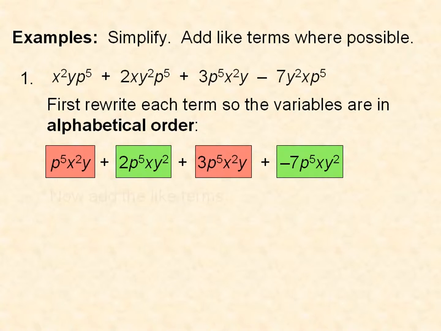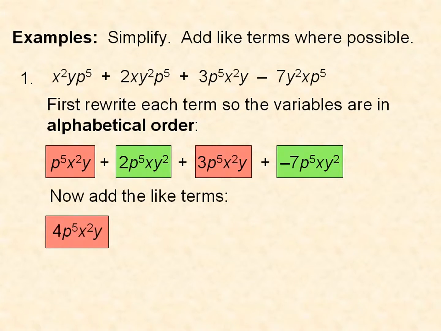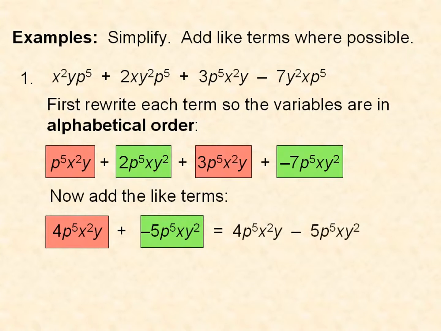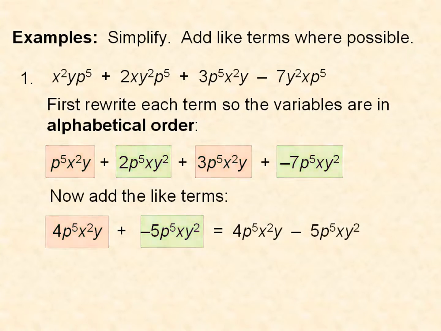The first and third terms add up to 4p^5x^2y. You've got one of them and 3 of them. The second and fourth terms, we have 2 of them and negative 7 of them. 2 plus negative 7 is negative 5, so they add up to -5p^5xy^2. And then we'll rewrite it without the plus minus there as ordinary subtraction: 4p^5x^2y minus 5p^5xy^2.